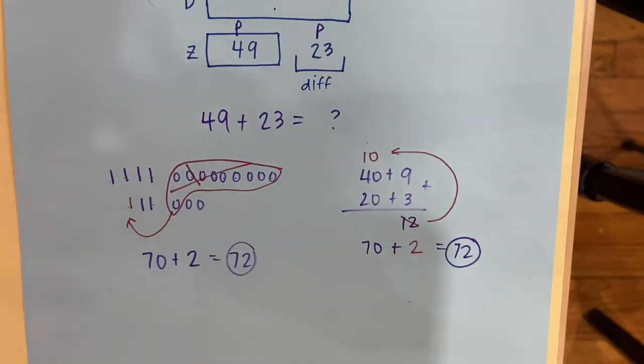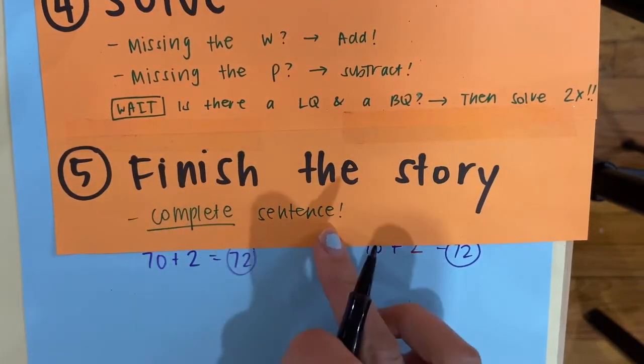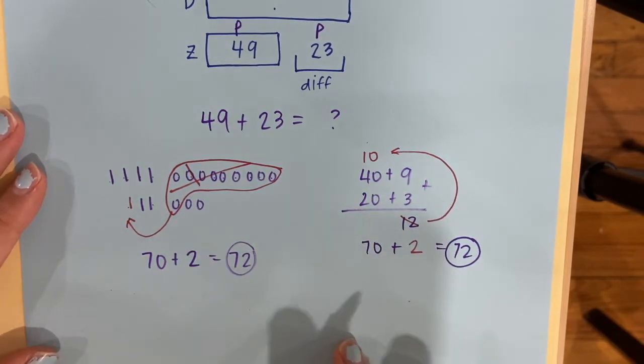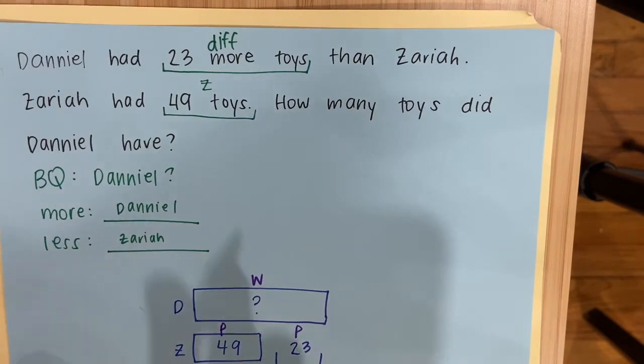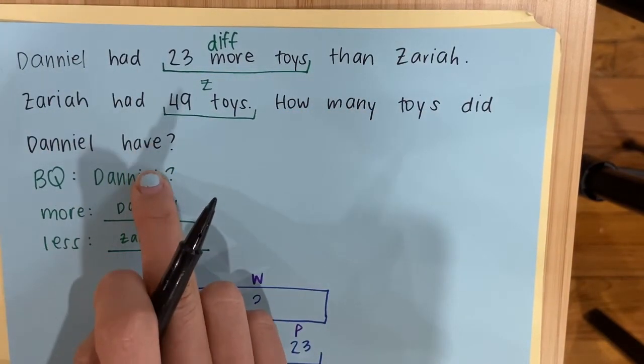Okay, so I was on the last step. The last step is to finish the story. That means I have to finish the story with a complete sentence. My answer is 72, but I'm not just going to write 72 because I need a complete sentence. So let me go back to the story problem. How many toys did Daniel have? That's the question I need to answer.